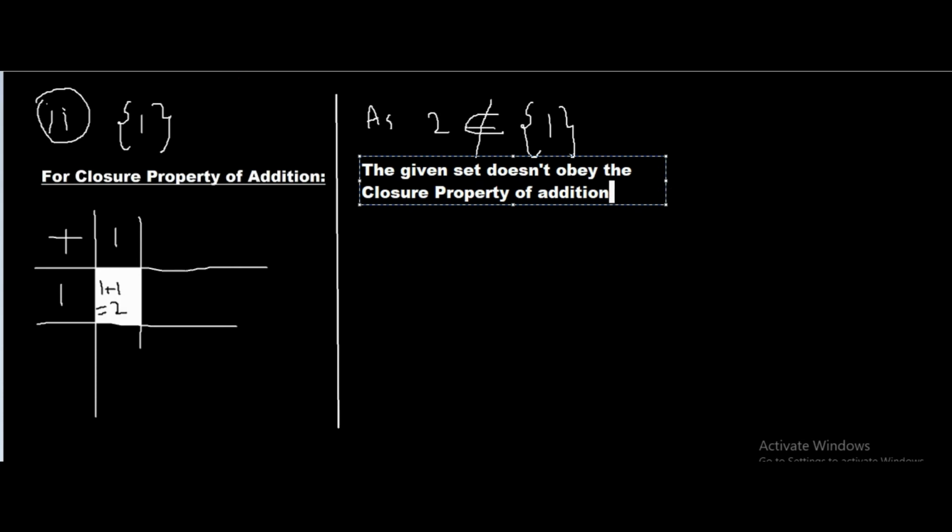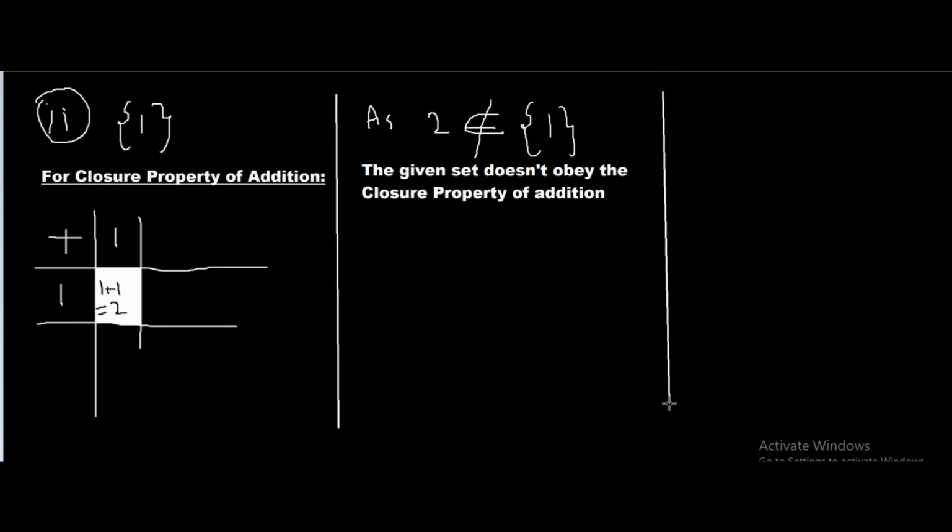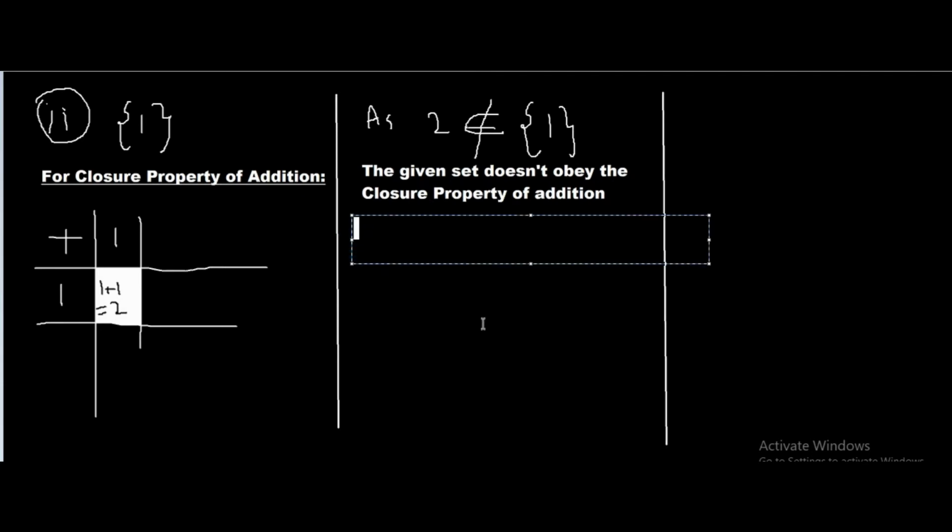Now we'll be moving ahead and we'll look next at the closure property with respect to multiplication. You will be giving the heading. What will be the heading? For closure property with respect to multiplication.